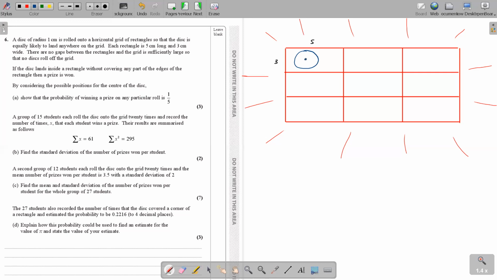So you have to think about the center of the disc. They are only asking you to think about the center of the disc. Show by considering the possible positions for the center of the disc. How do we do this? Obviously I'm going to take one rectangle, and we need to think about how the center of the disc can form.